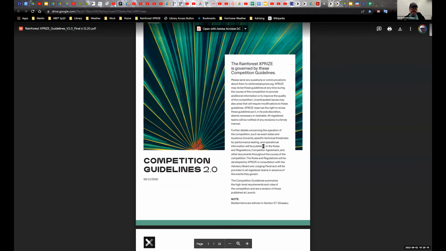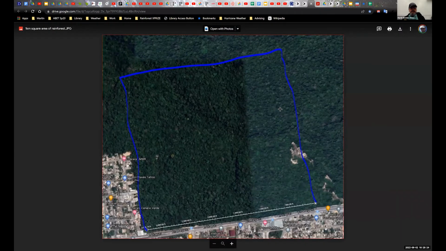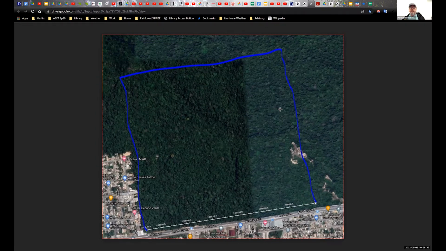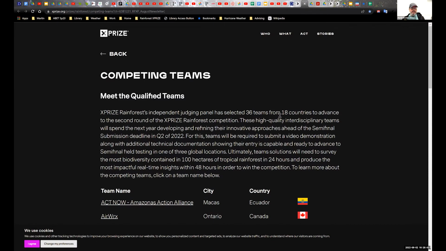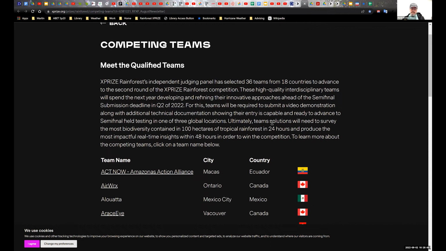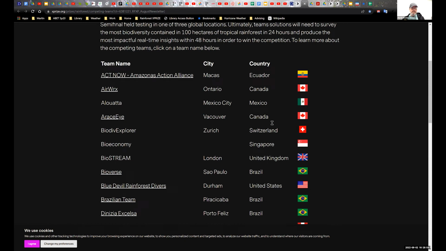Now, they have come up with extensive rules and guidelines. There's the rules which came out in 2021. Basically, what it boils down to is they will give us a square kilometer of rainforest. And without people going inside the rainforest, we had to measure in 24 hours as much biodiversity as we can. And then we have 48 hours to process the measurements and produce insights into what happened. Currently, there are 36 competing teams, I believe, in 18 countries. A lot of them are actually corporately based, not universities, although there are quite a few universities.